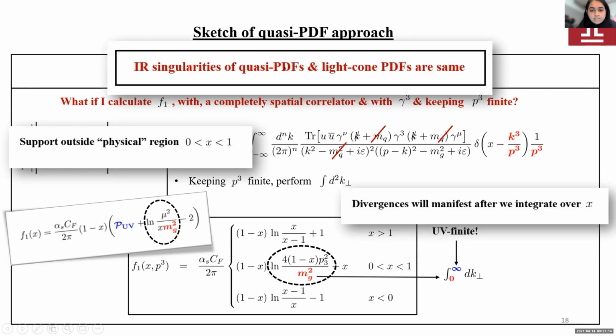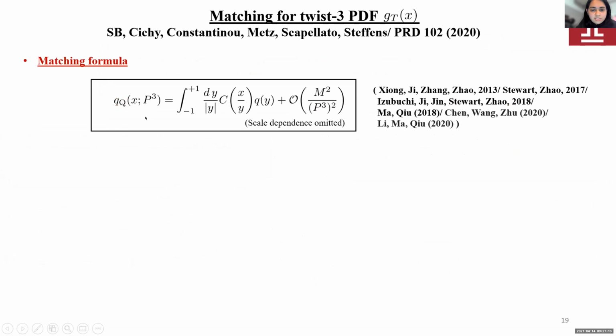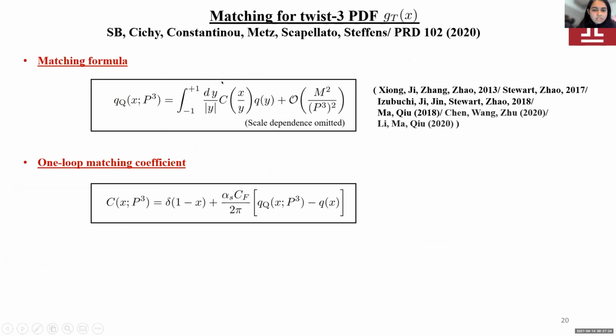So because of this, quasi and light cone PDFs can be matched, or they can be related through a perturbatively calculable matching coefficient. At one loop, you can show that this coefficient is given by the difference between quasi and light cone corrections calculated in the quark target model. So we tested this factorization at one loop order for the first time at Twist-3.